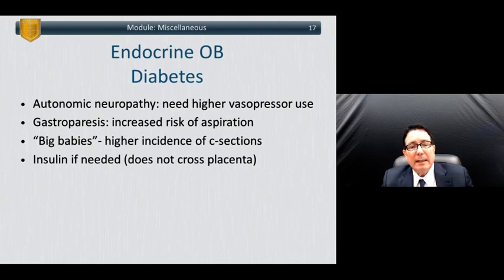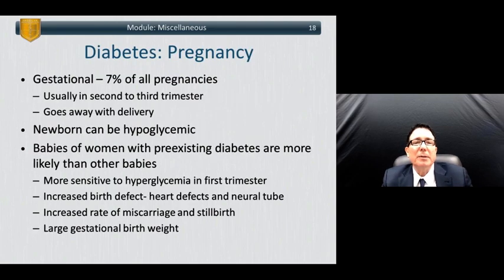If in need, the best is to use insulin because its molecular weight does not cross the placenta. And that would be the best drug to use if needed.